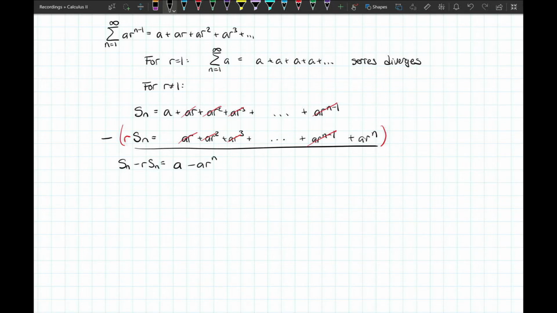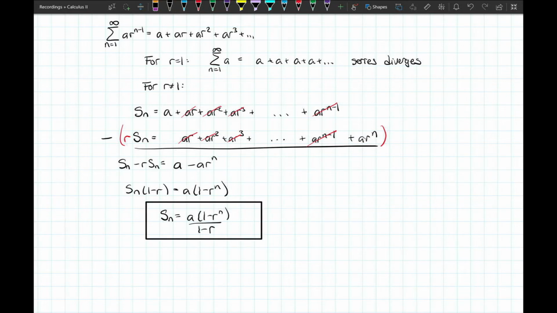Now, we can get an expression for the nth partial sum by solving this equation for Sn. We can factor the left-hand side, and we can factor the right-hand side. And I can divide both sides by 1 minus r because I already know that 1 minus r is not equal to 0. That's because I've already said that r is not equal to 1. That means that the nth partial sum, when r is not equal to 1, is given by a times 1 minus r to the n over 1 minus r. Now this alone is already a very useful formula. This allows us to add the first n terms in any geometric series where r is not equal to 1.